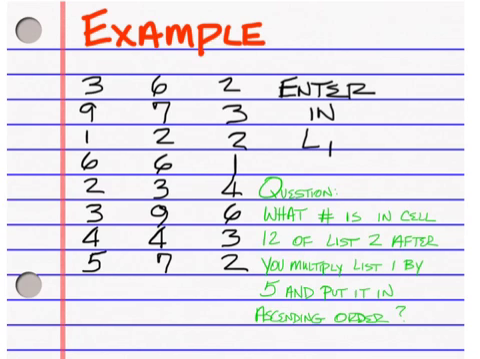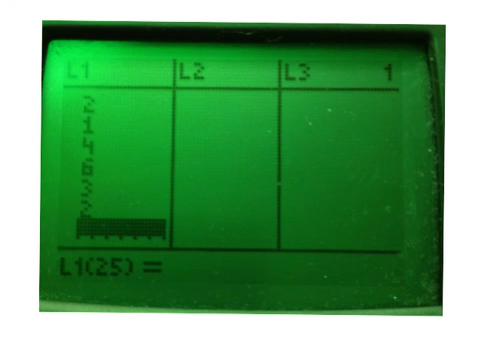Alright, the question is, what number is in cell 12 of list 2 after you multiply list 1 by 5 and put it in ascending order? And that's going to be in list 2. You're going to do all this in list 2. I'm going to go through this screen by screen with you. So you should have this. At the bottom of your list, it should look like this, the tail end of it.